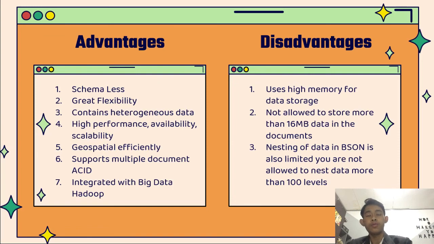Next are the disadvantages. First is the use of high memory for data storage. Second is that it is not allowed to store more than 16 MB in a document. Third is that nesting of the data in BSON is also limited. You are not allowed to nest data more than 100 levels.